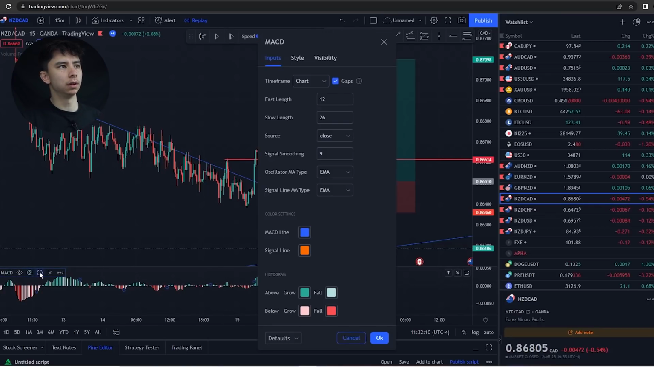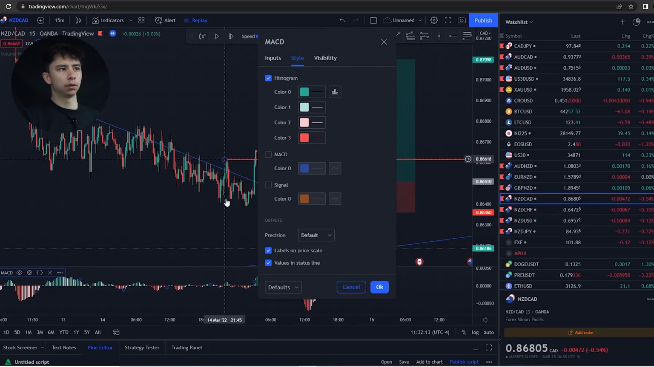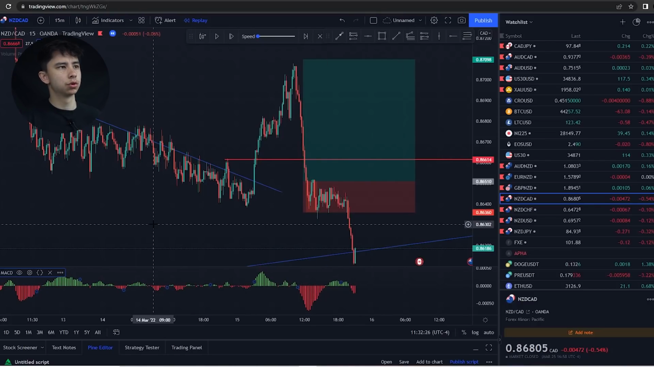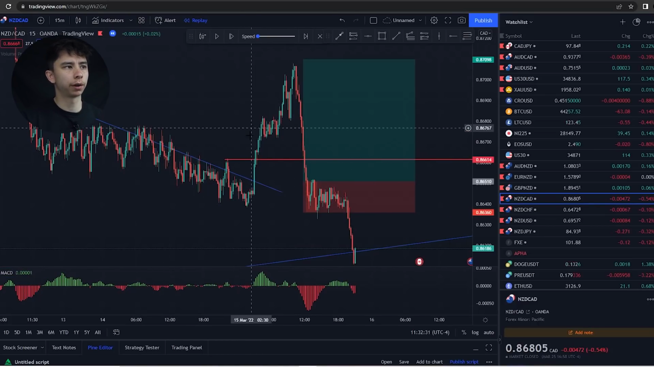Here are my MACD settings, just for you guys to see. Turn the signals off and just change the colors. Actually, I'll just quickly do this. That's how I like to have it. Anyways, so price broke here, and usually the way I trade, when price comes back in to test this liquidity zone, we usually look for a buy.